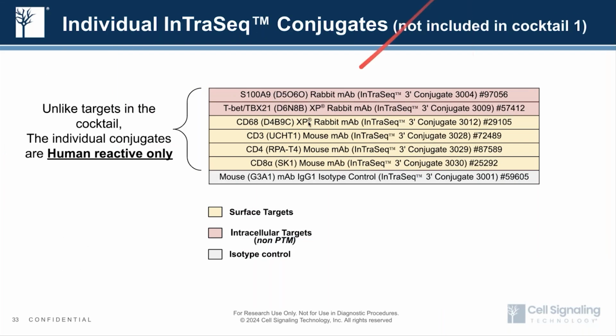And like I mentioned, some antibodies are not in cocktail 1, and these are only human reactive. But if you're interested in TBET or TBX21, it's a very strong antibody. It gives a very specific signal in the InTraSeq dataset if you're interested in using it. We also have S100A9, CD68 to label macrophages, and we have T-cell markers. We have an additional isotype control if you're interested in adding more than just one control in your experiment.